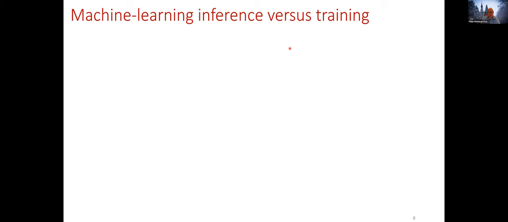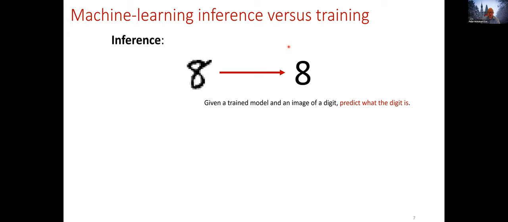So what do we mean by this? Well, inference is, again, if you are given some trained model and an image of, for example, a handwritten digit, the inference mode or the inference phase of machine learning is making a prediction of what that digit is. We're given a picture of a handwritten digit, 8 here, as well as the model that was trained to make predictions about handwritten digits, and it makes a prediction that this was an 8.